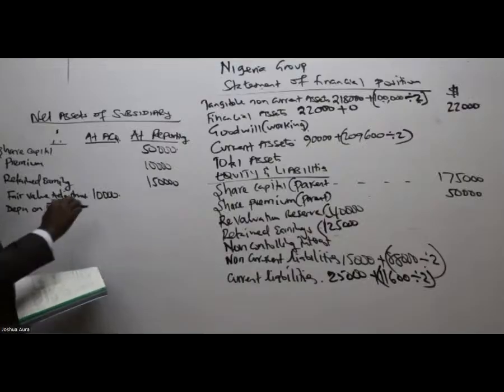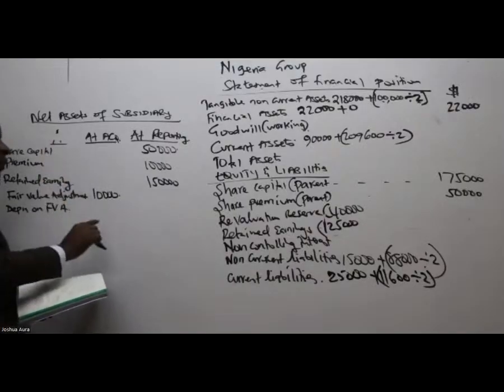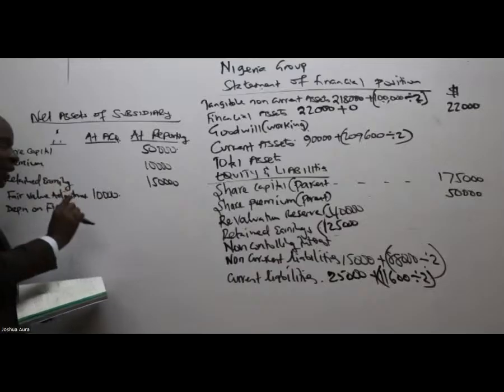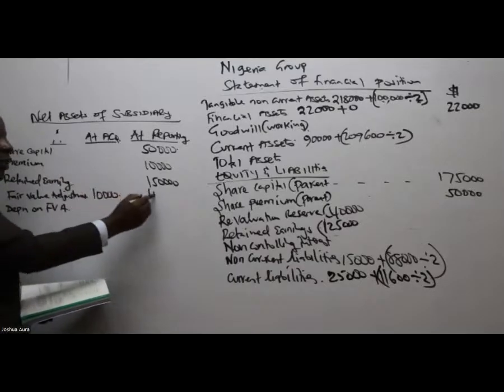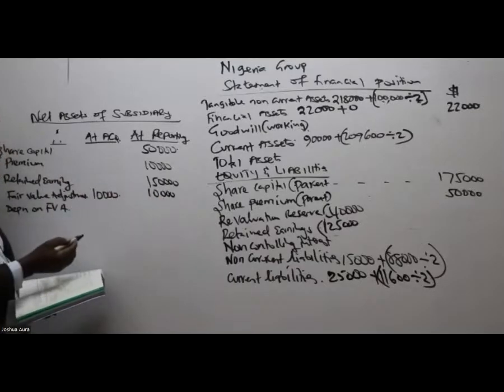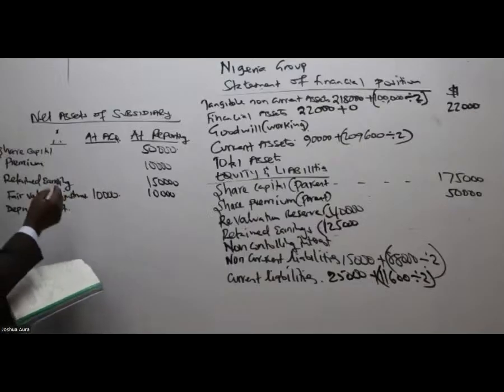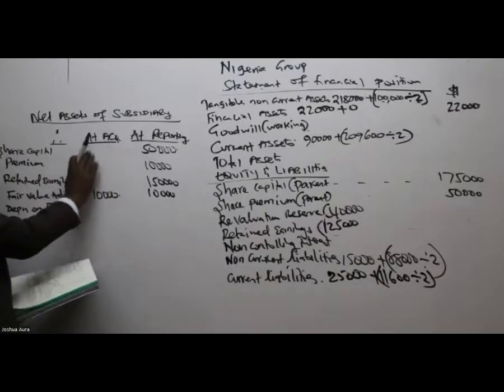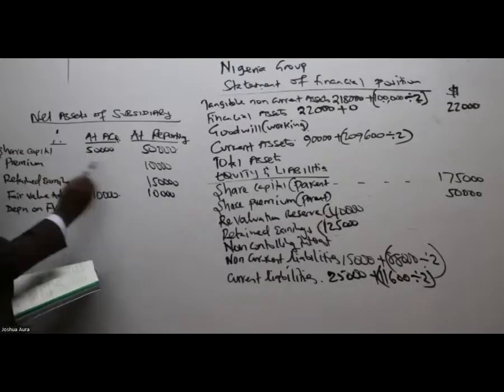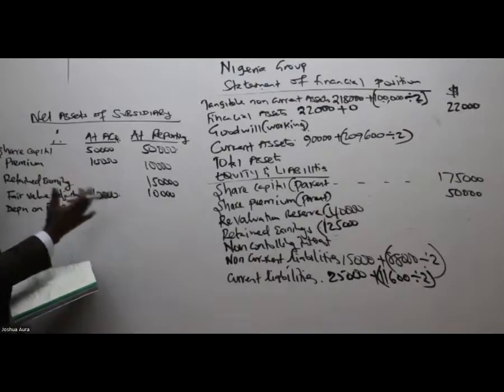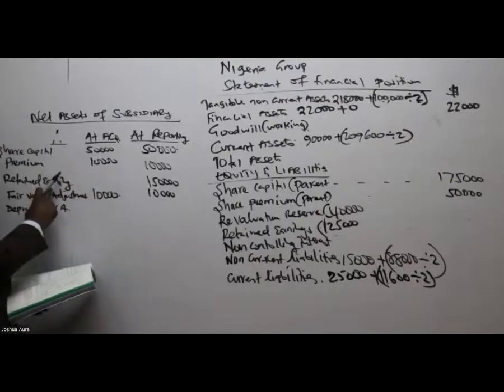And then you know that fair value adjustment at acquisition must always be equal to fair value adjustment at reporting. So here 10,000 again. The same case with share capital: share capital at reporting and share capital at acquisition must always be the same, 50,000. Same case with the premium, this has to be 10,000. What is always different is the retained earnings.